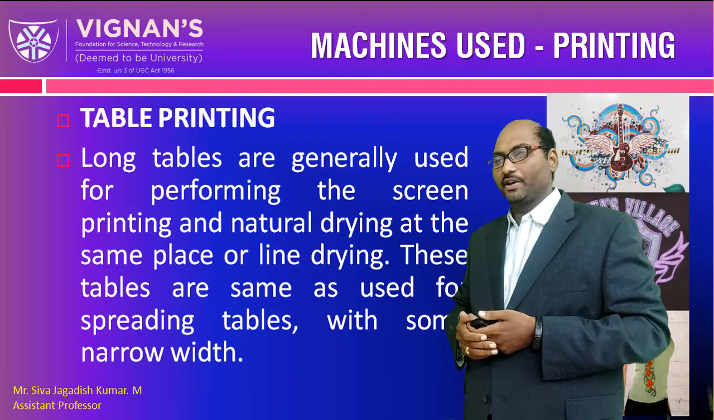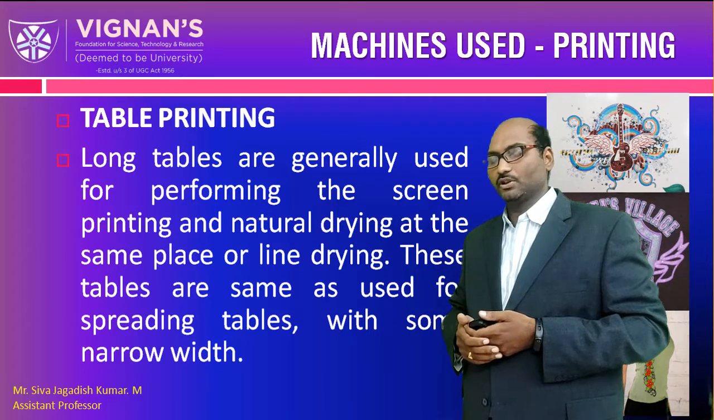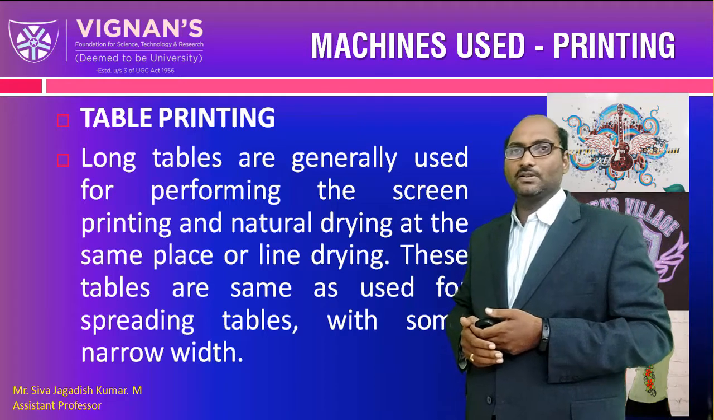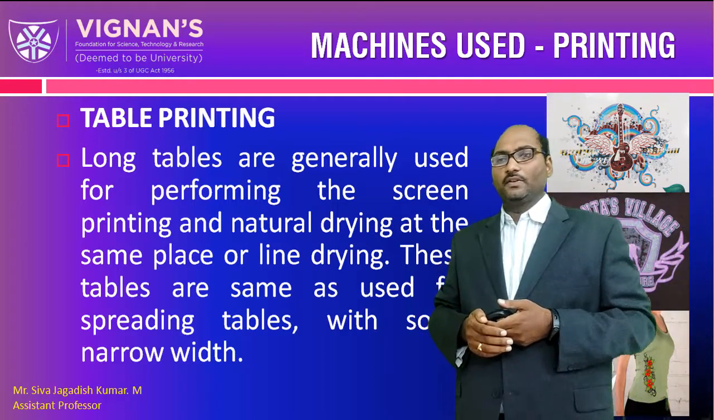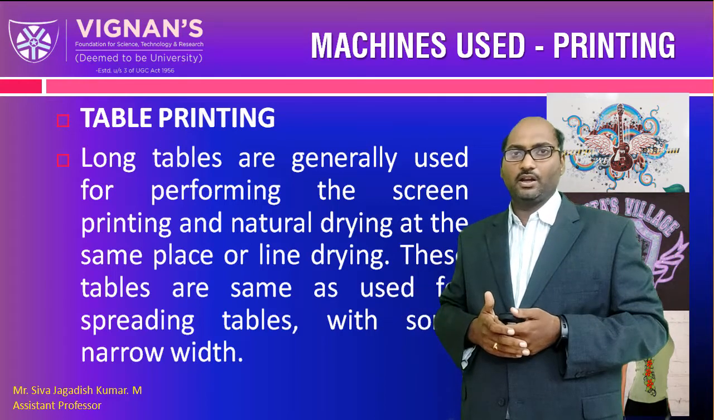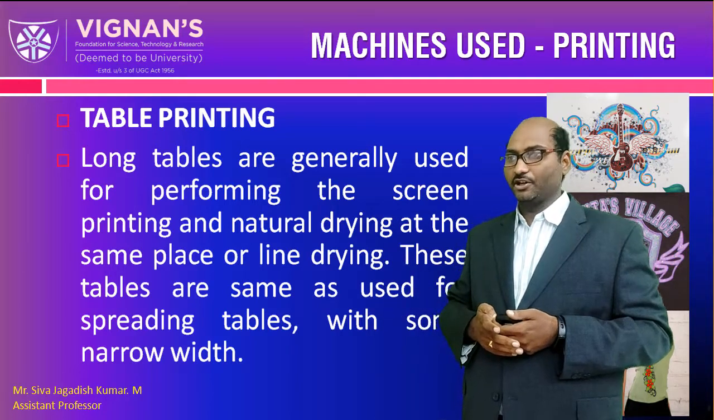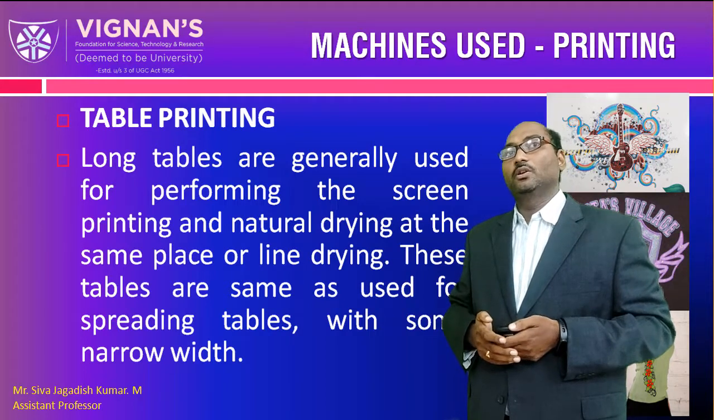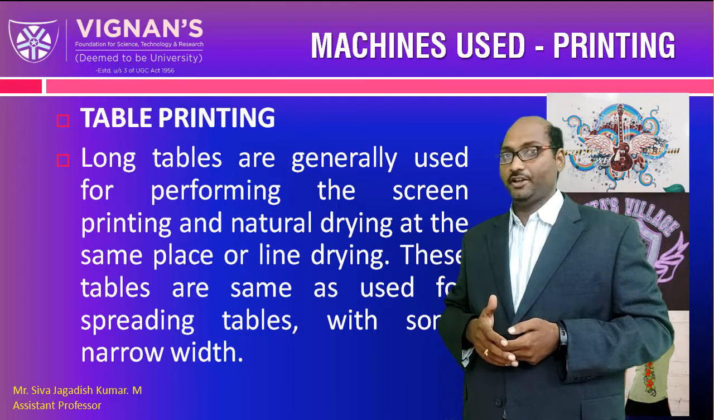These tables are the same ones which can be used as spreading tables, with some narrower width. Spreading tables may require up to 80 inches, but up to 60 inches may be sufficient for table printing. What is required is the exact width of the fabric, whereas a spreading table may be a little bigger. Okay, this is about the table printing.